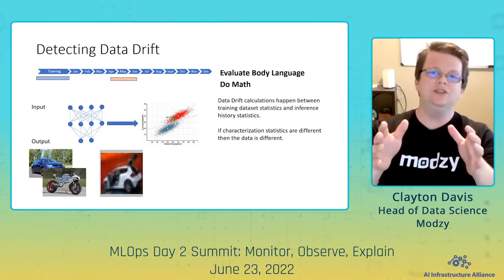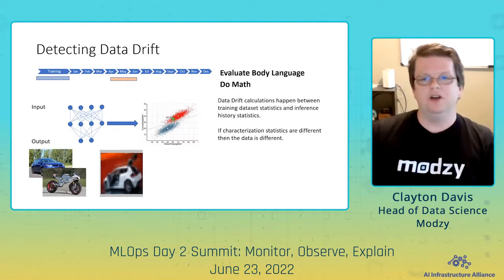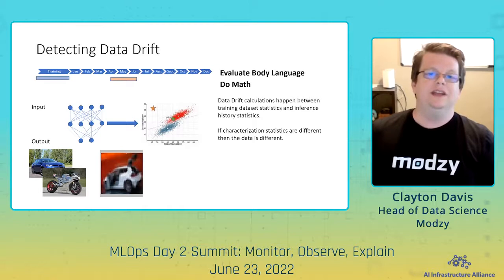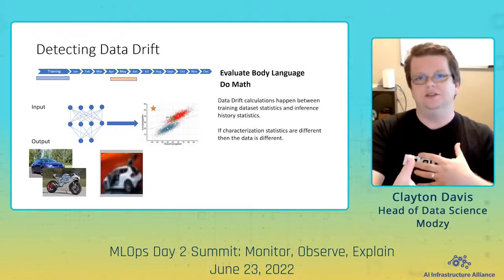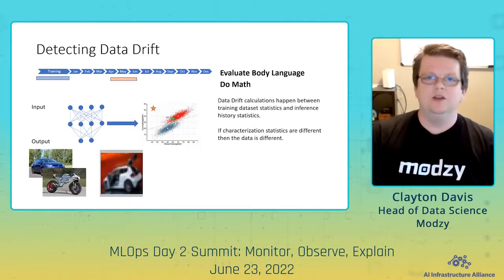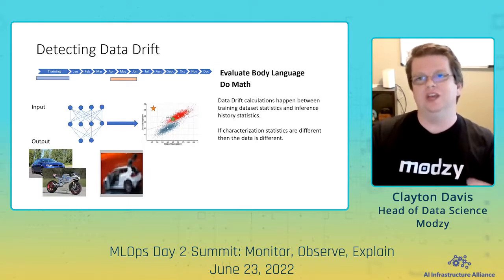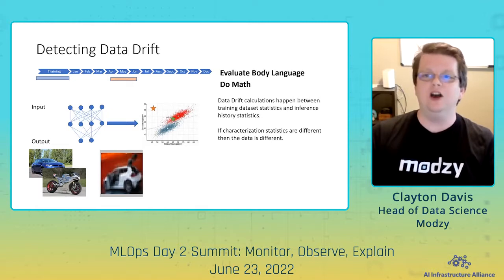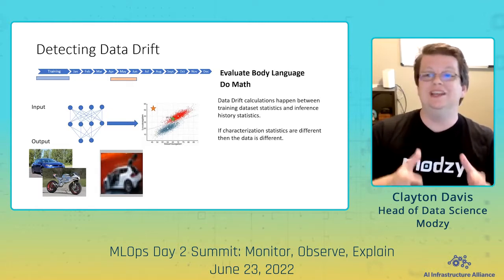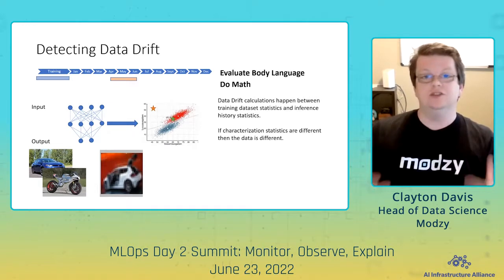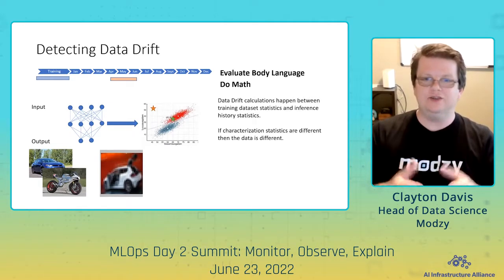However, if the data you take from production through your model ends up with some sort of intermediate representation that is far away from the clusters that are created from your training data, what that's telling you is that your model has never actually seen data like this, and you shouldn't necessarily be trusting the outputs of the model because the data itself has drifted away from the type of data that was used to train the model. And so that's data drift.